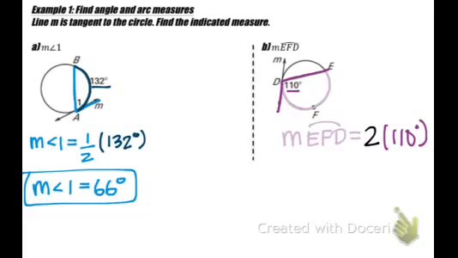So we're actually working backwards here. We know that this arc is going to be double the size of the angle that's given, so if we just multiply this angle by 2, we can get our arc measurement of EFD. So the measurement of arc EFD is 2 times 110, which ends up being 220.